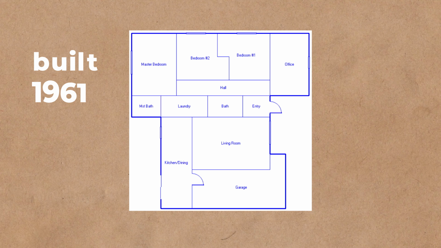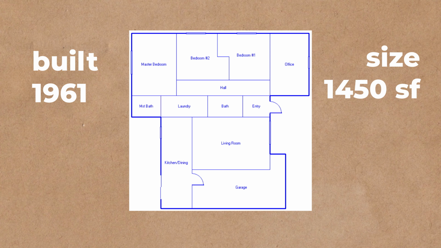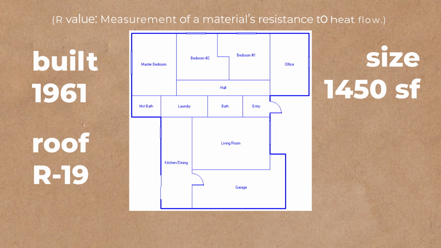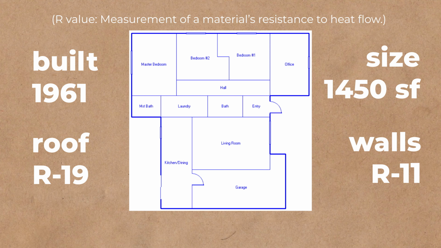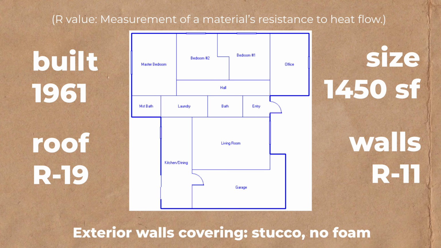So this is the layout of the home. It's sort of a square-shaped layout, built in 1961, around 1,450 square feet. The roof currently has an R value of 19. The wall values have an R value of R11. The exterior wall is stucco with no exterior foam.